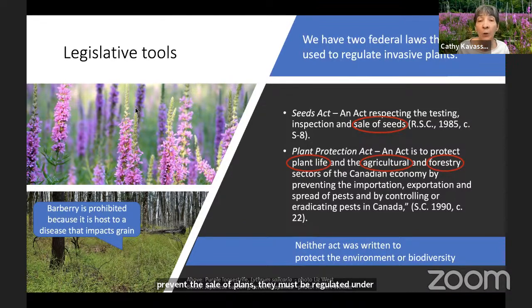That act was written to ensure food security and to protect plant resources. It has largely been used to protect plants from agricultural and forestry sectors. For instance, on the lower left is Japanese barberry. It is prohibited for sale across Canada because it can carry a disease that impacts grain production, not because it's a threat to biodiversity, which it is. Protecting biodiversity is outside the scope of either law.